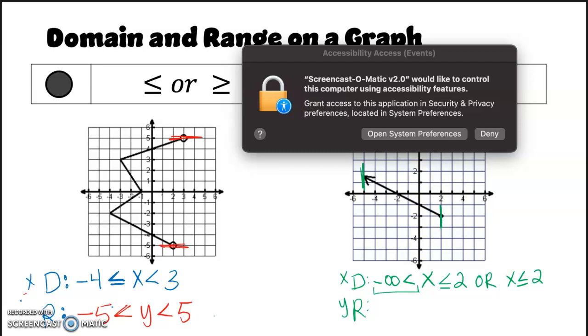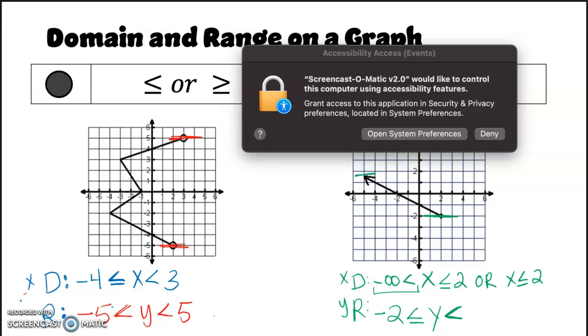So for our range, let's erase these. For our range, we're doing the same thing, but we're looking at the y values. So what is the smallest y value we see? What is the lowest point on the graph? I see that right there. It's -2, and it's a closed dot, so that tells me less than or equal to. Our range is always going to be y in the middle, and that's going to be either less than or equal to. I just kind of got ahead of myself, but let's see.